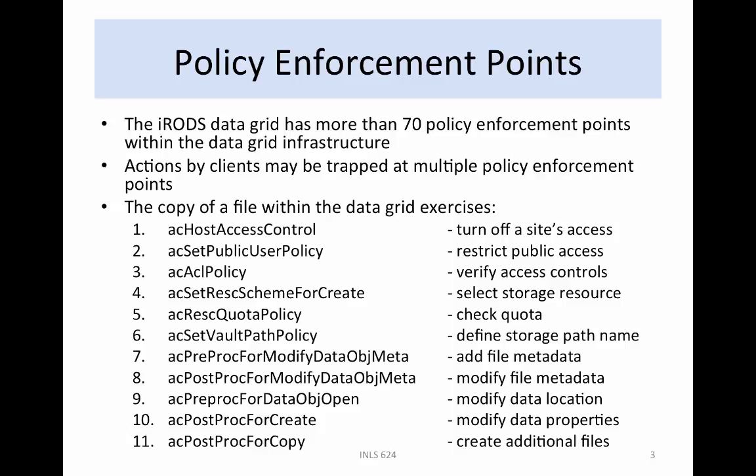The creation of a copy of a file checks policies at 11 policy enforcement points as shown here. Note that each policy enforcement point is named starting with the letters AC for action. The policies may control the associated action or be applied before the action occurs, ACPRE, or be applied after the action occurs, ACPOST. The first three policy enforcement points in the list manage access controls. These are executed for every action applied within the data grid.